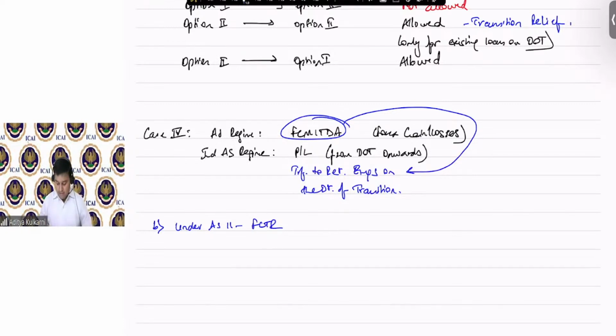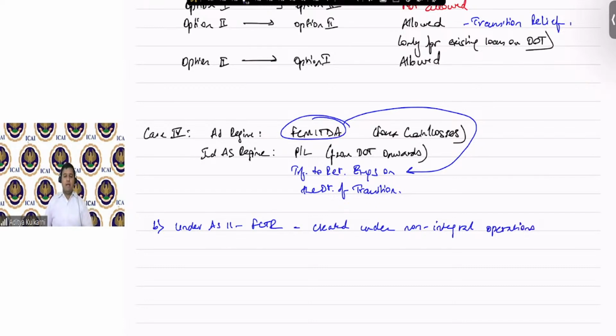Foreign Currency Translation Reserve, FCTR. Do we remember this? Basically, if you recollect, this was with reference to integral and non-integral operations. FCTR was created under non-integral operations.